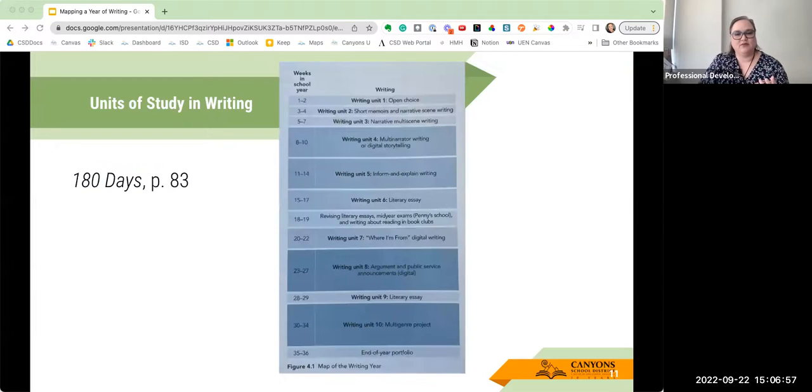Now, what I found really interesting was this graphic on page 83. And this is how Kelly and Penny planned their year of writing. So I want you to take a second to look at this. And what do you notice about this year-long plan?